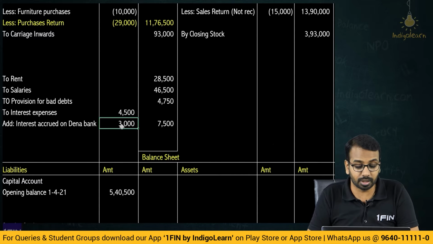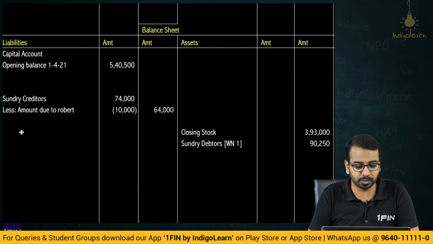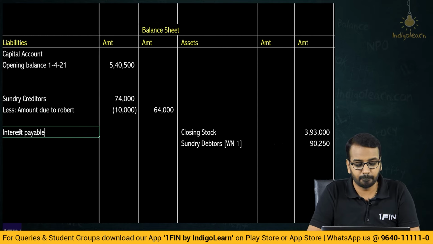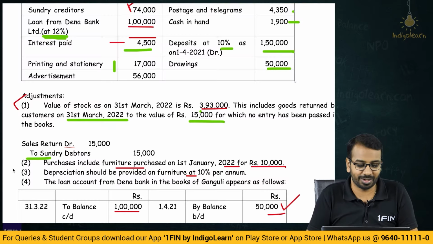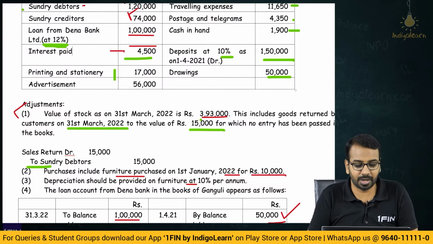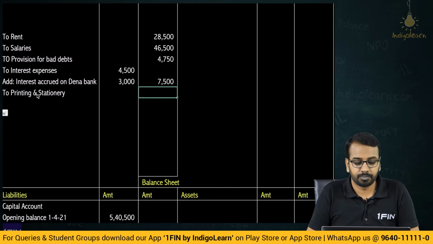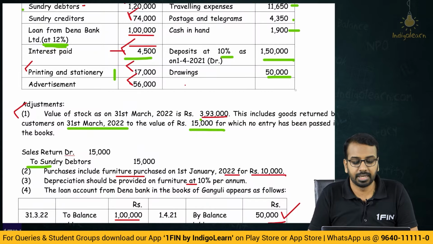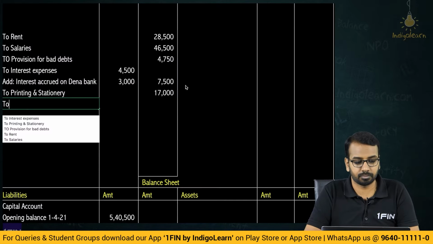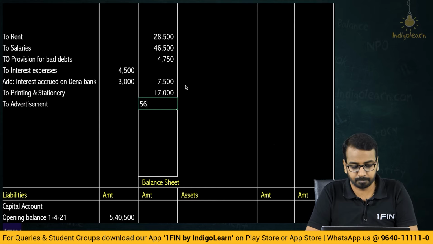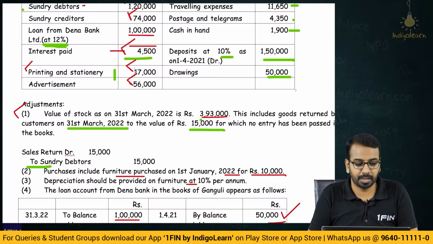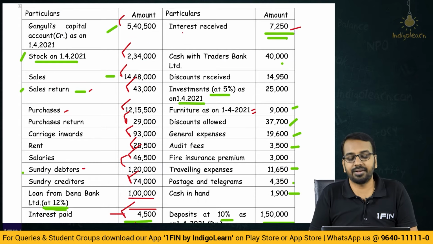Now this interest accrued on Dena Bank, immediately do the second adjustment also. Interest payable on Dena Bank loan. Why immediately? Otherwise you will forget and your balance sheet will not tally. Okay. So that is done. So interest paid we have taken care of. Then printing and stationery 17,000, no adjustment. Then advertisement 56,000. There is no adjustment.